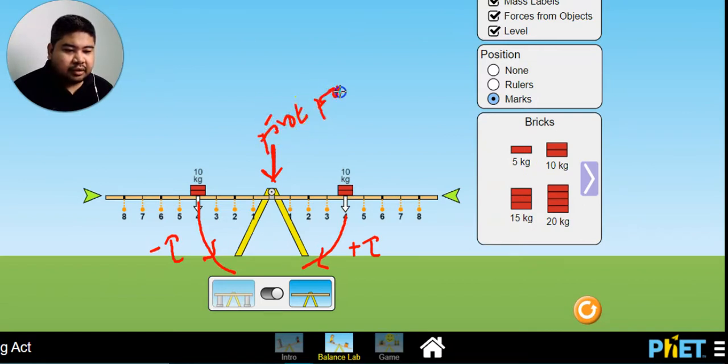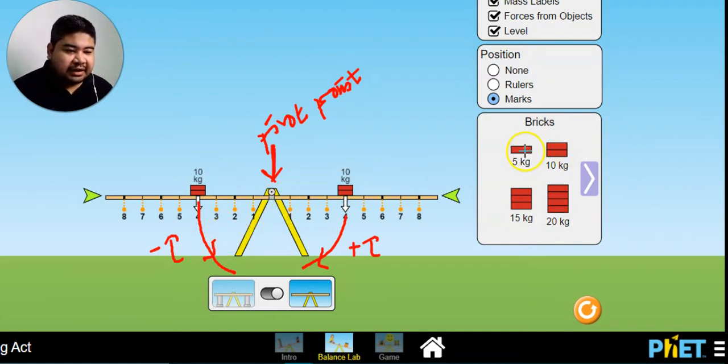Okay, it's called the pivot point. At the pivot point, the distances are the same, so the torque by the 10 kilogram on the right and the torque by the 10 kilogram on the left cancel each other out. That is why the beam is balanced.